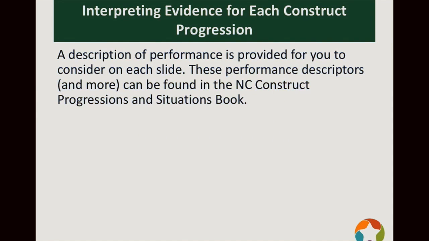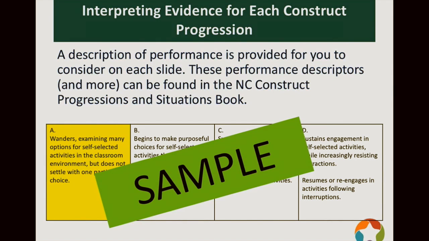On each slide, a description of performance is provided for you to consider. These performance descriptors and more can be found in the North Carolina Construct Progressions and Situations book. Following each description, a section of the at-a-glance document will be provided along with where that student can be found along that construct progression, and that will be highlighted.